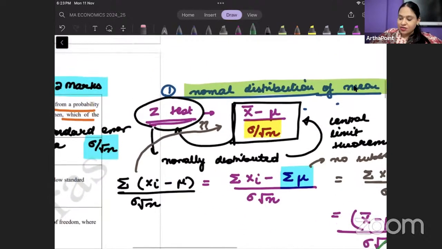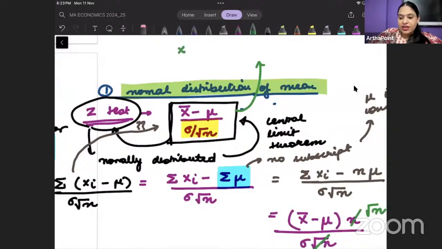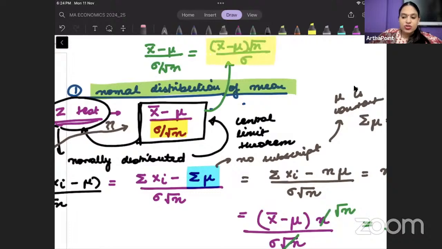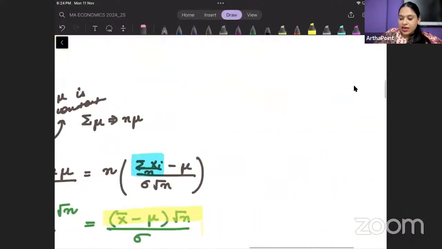और ये z क्या था? If I just rewrite this thing, I will get x bar minus mu upon sigma by root n can be written as x bar minus mu into root n by sigma. So isn't both the things same only? ये जो z यहाँ था, x bar minus mu root n by sigma, and this x bar minus mu root n by sigma. Both these things are same. So it is normally distributed. It is just the value of z. Isn't it? That is the tricky part here.